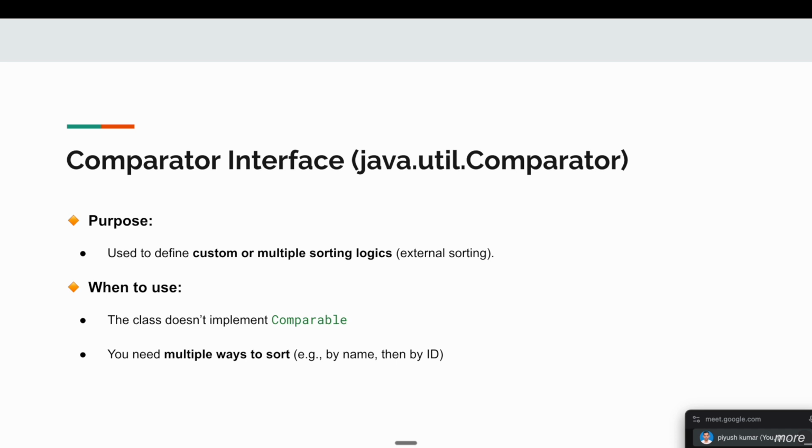And wherever you use the comparator interface, you will mostly not be using comparable. So these are the few differences that you should know, and the definition of these two interfaces, and when to use what. So this is the first topic for today, and I'll just go to IntelliJ.